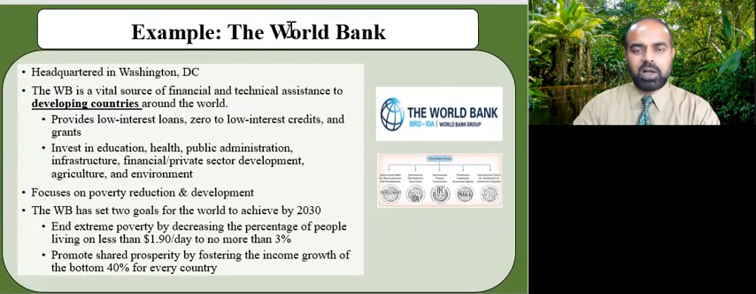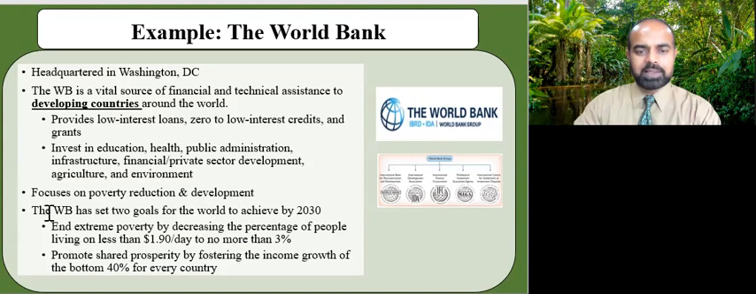As an example of a multilateral bank, the World Bank is headquartered in Washington, DC. The World Bank is a vital source of financial and technical assistance to developing countries around the globe, and provides low-interest loans, zero to low-interest credits and grants. It invests in education, health, public administration, infrastructure development, financial and private sector development, agriculture, as well as environment. It focuses on poverty reduction and different developmental works, mostly in low-income countries.